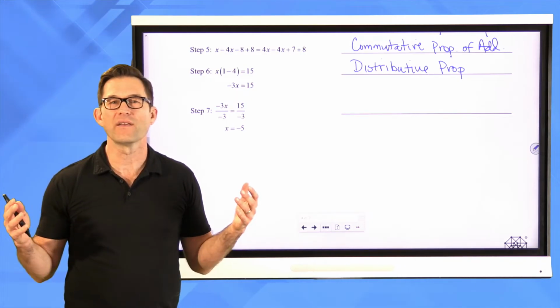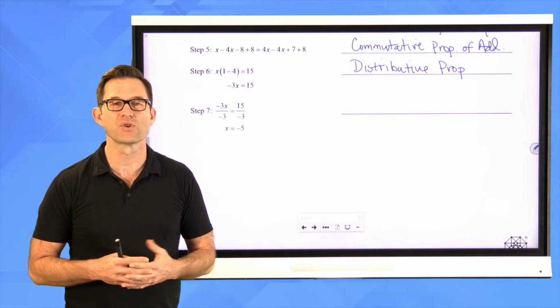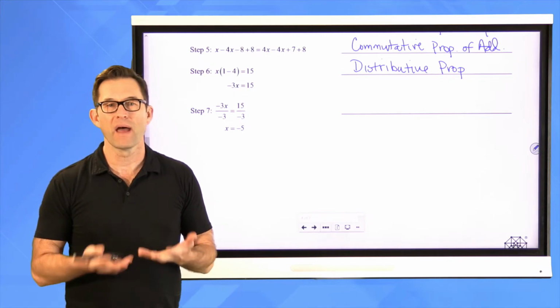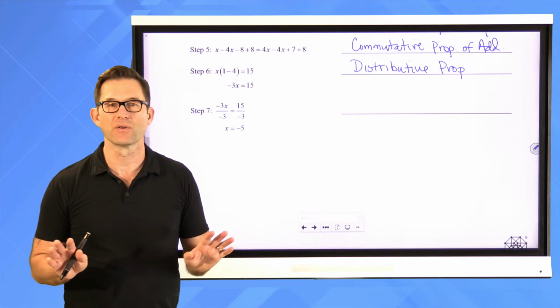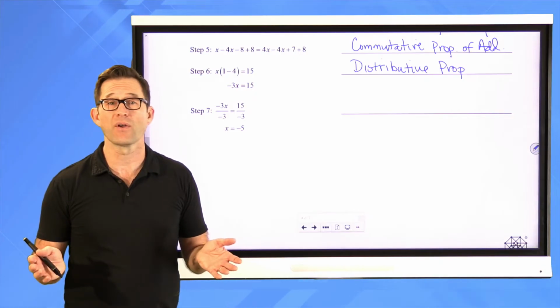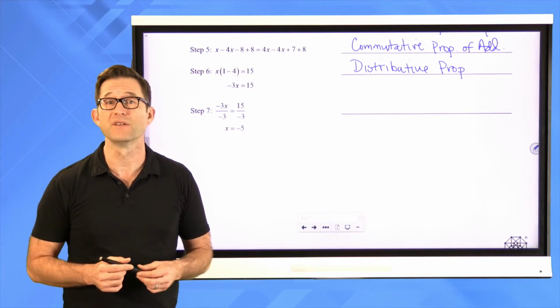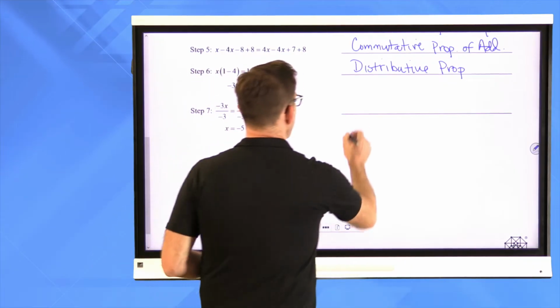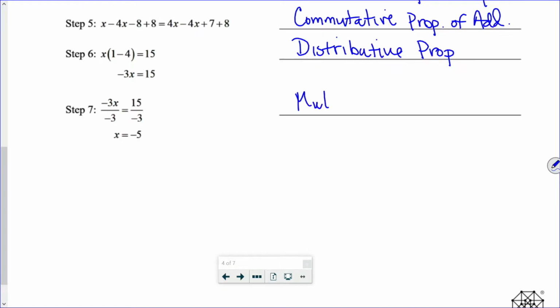If you were to put down the division property of equality, I certainly wouldn't have a problem with that. Your math teacher might, but I certainly wouldn't, because that is a property of equality as long as you don't divide by 0 on both sides. Still, I'm going to stick with the multiplication property of equality.